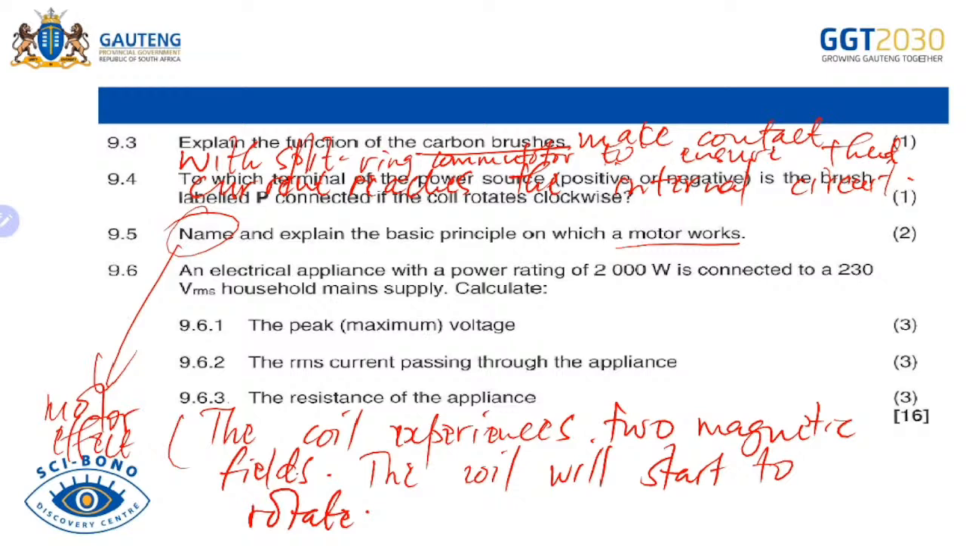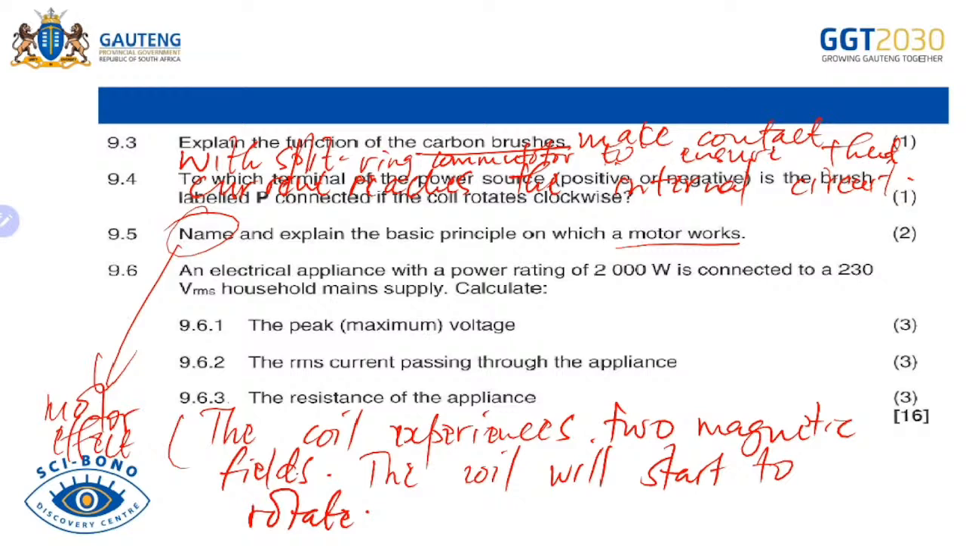So the name of the principle is motor effect, and then I'm explaining motor effect. The coil will experience a magnetic field due to the magnet. It will experience another magnetic field due to the current in a coil. And then since it experiences two magnetic fields, the coil will start to do what? To rotate. Then you have all the marks there, that's 2 marks.